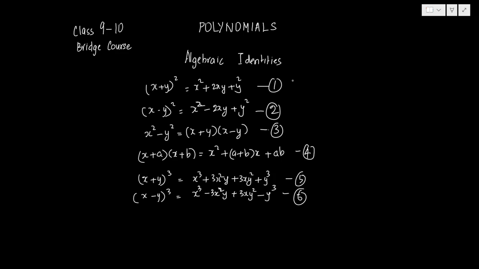Finally, in today's topic, we have come to what is called algebraic identities, and I'm pretty sure that you know about this. But let's just go through one or two of those. x plus y whole square is equal to x squared plus 2xy plus y squared. x minus y the whole square is x squared minus 2xy plus y squared. Similarly, x squared minus y squared, x plus a into x plus b, and the same for the cubes.